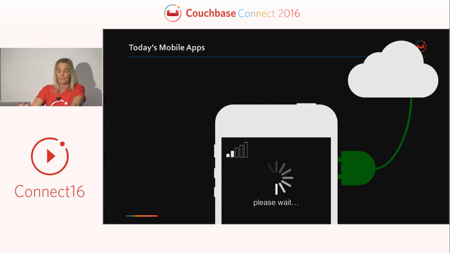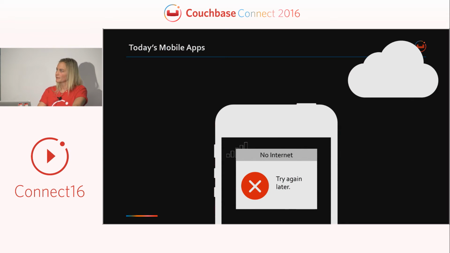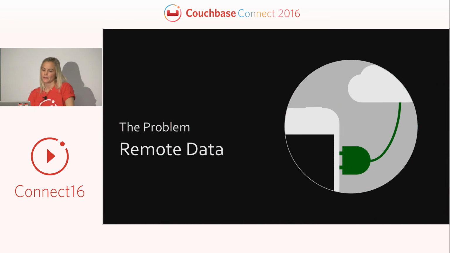And then what happens when the network becomes unavailable? Well, that's when you get messages like this: no internet, try again later. So what's the problem here? The root problem here is that apps store data in the cloud and then rely on an internet connection to access that data in the cloud. And this is what causes that slowness or that unresponsiveness. And if the network's available, then great. Everything goes as expected and the app works.